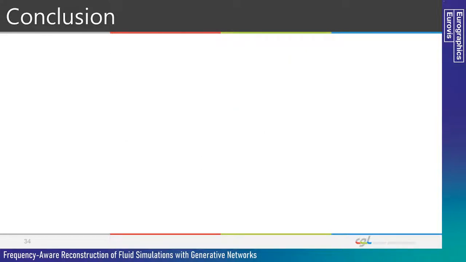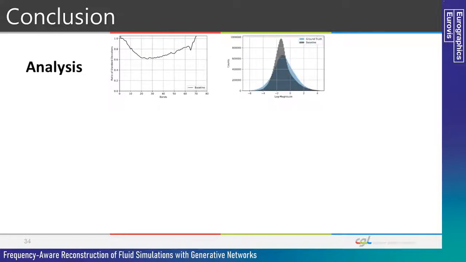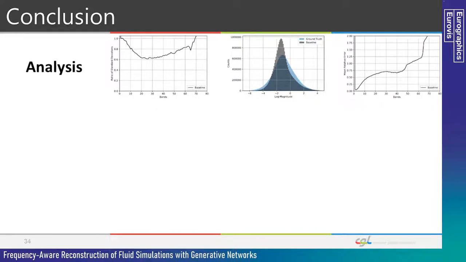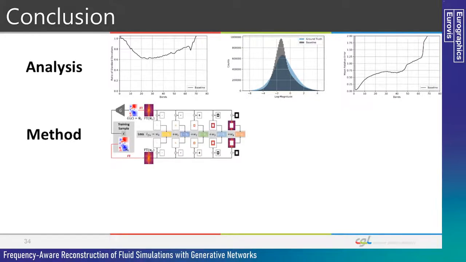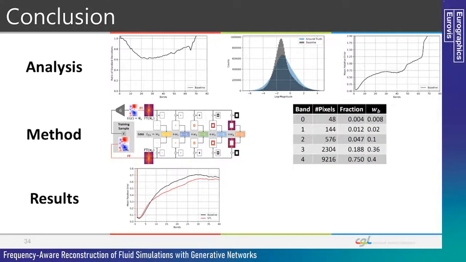To summarize, we performed an analysis on our problem using the ratio of standard deviation, the histogram of log magnitudes, and the mean relative error. We came up with a new loss function, the Fourier loss function, and the corresponding heuristic called shift towards slow. And we were able to outperform our baseline on the metrics and also visually.